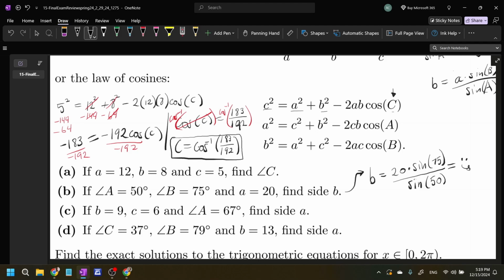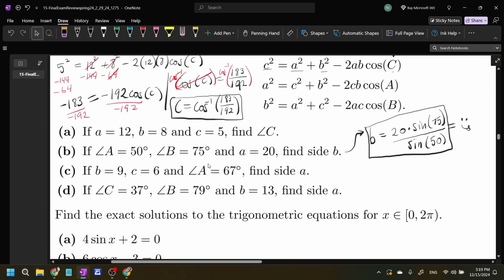So we've just solved a law of sines question and a law of cosines question. Please practice before the final.